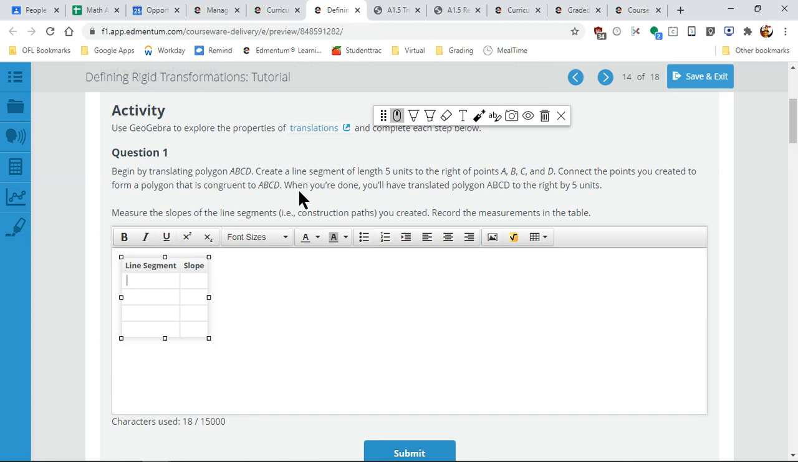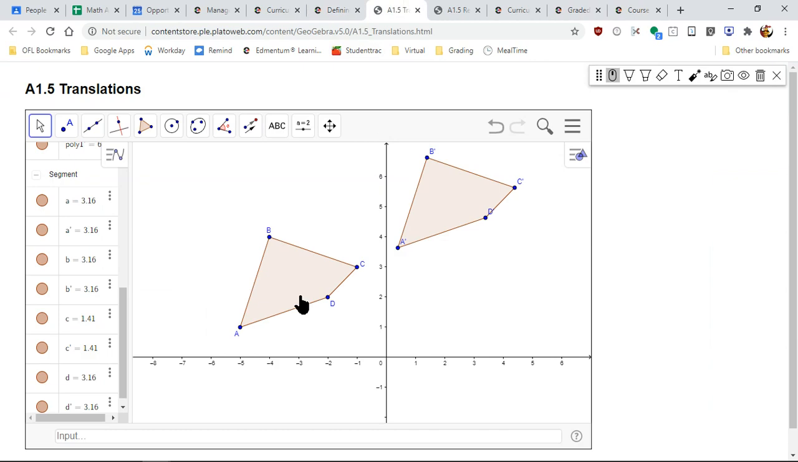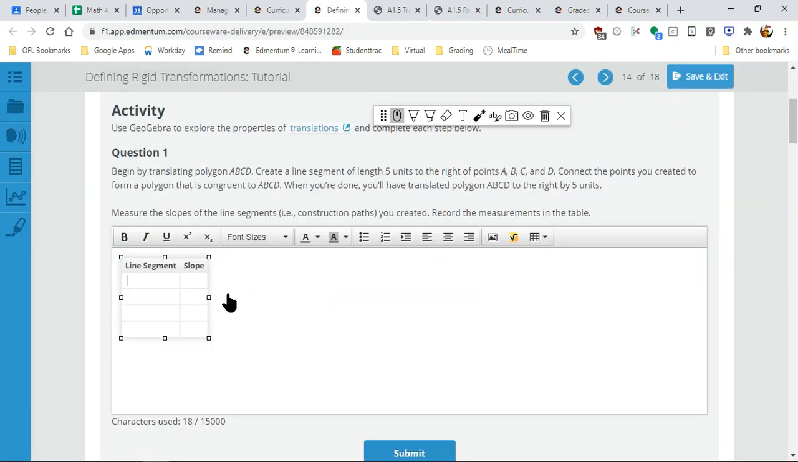Blah, blah, blah. When you're done, translate the polygon 5 units up. So they want us to move it 5 units up, which is really hard. I don't know how they want us to exactly move that, but the easiest way to do it is, since this is at -5, what we can do is just move this over to 0, because that's us moving it 5 units. All right. So now measure the slopes and everything.